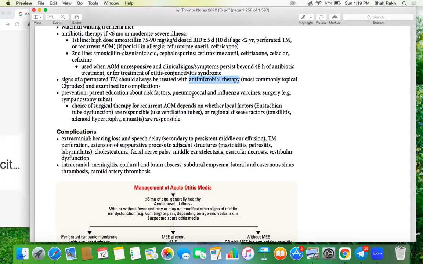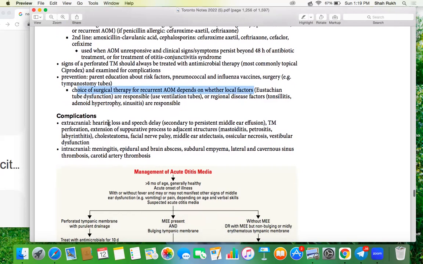Prevention is needed. How are you going to do it, because he is having a lot of infections? So you have to give pneumococcal and influenza vaccination along with surgery. Maybe he needs surgery, as a lot of effusion is going on. So you need to give surgery, and the choice of surgery for the recurrent cases is on the basis of local factors like speech, tube, and dysfunction. So you need to know when you are going to put the tubes, at which stage you are going to put the tubes.